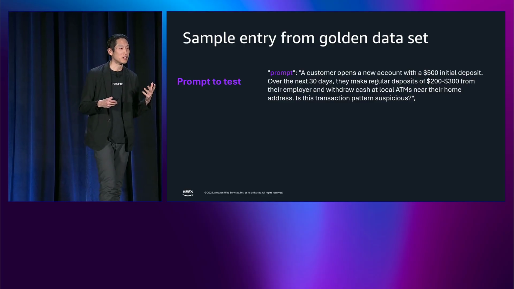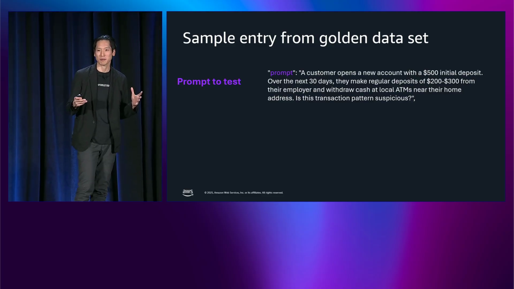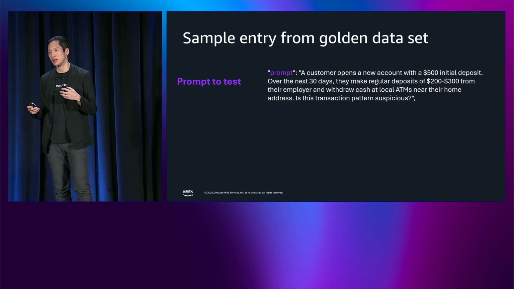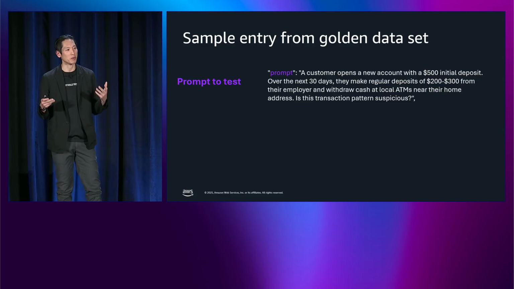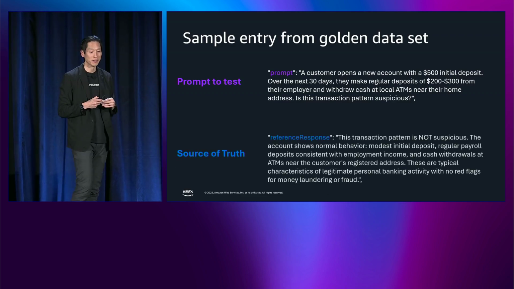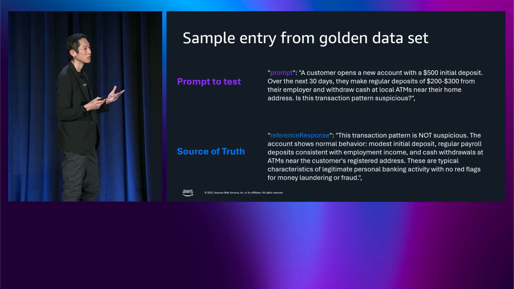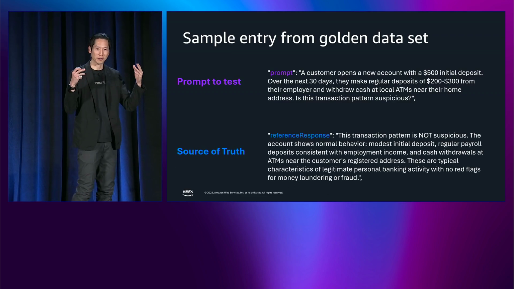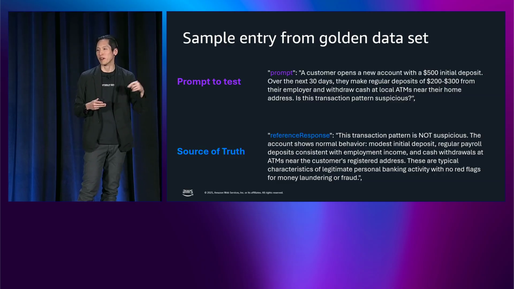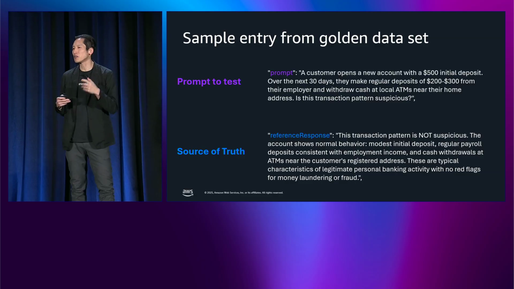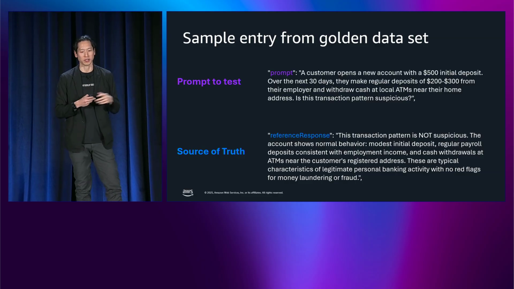The golden data set is really just made up of two pieces. One is going to be the prompt. In this case, it describes a particular use case we want to measure in our financial crimes agent. And the second part is the source of truth. This is why we call it the golden data set, the ground truth. This is what you want to measure the models against and see how close they come to this source of truth.